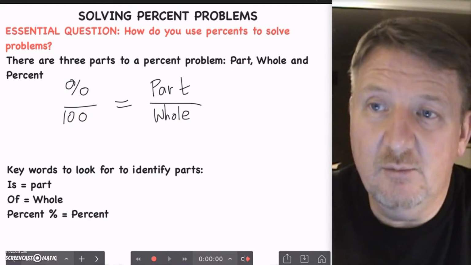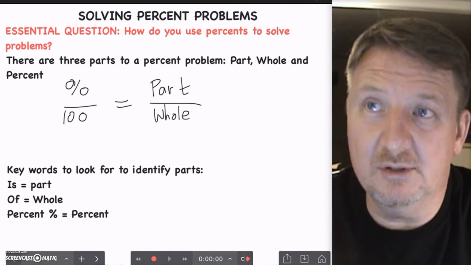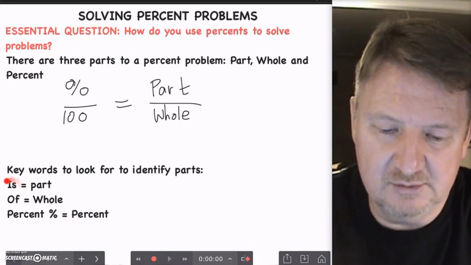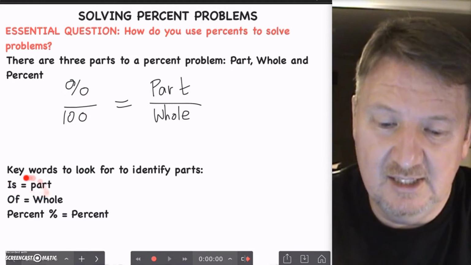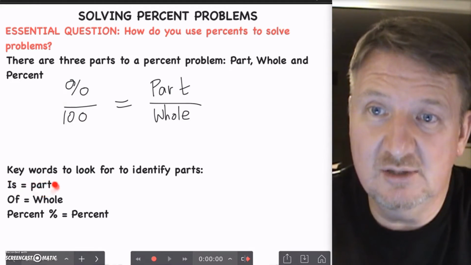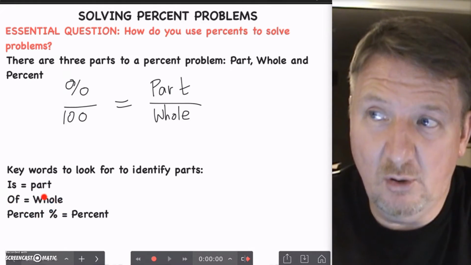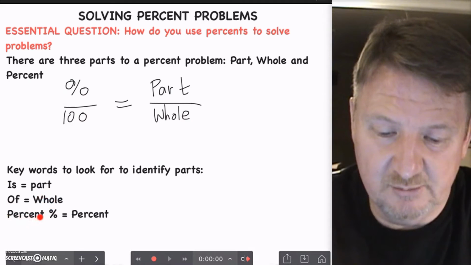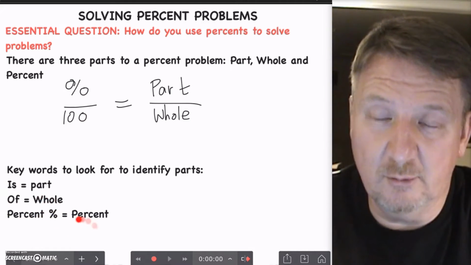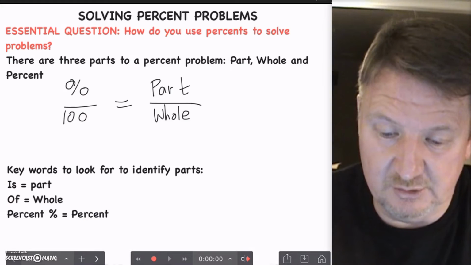Keywords to look for when you're identifying the parts of a percent problem. Sometimes when you see the word is, that number that's associated with is going to represent the part. When you see the word of, that's typically going to represent the whole. And when you see the percent or the percent symbol, hopefully you can figure out that's going to represent the percent.